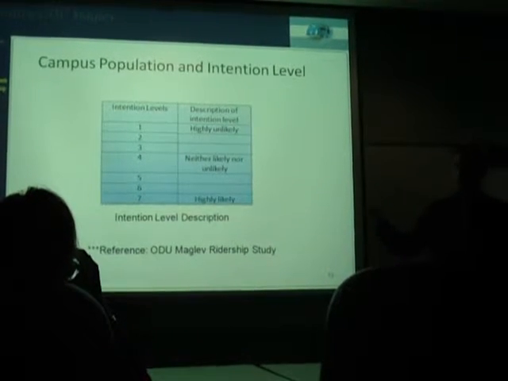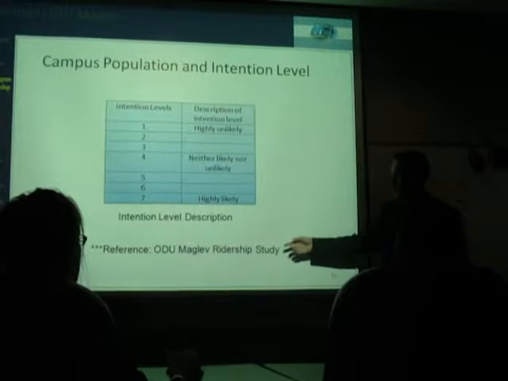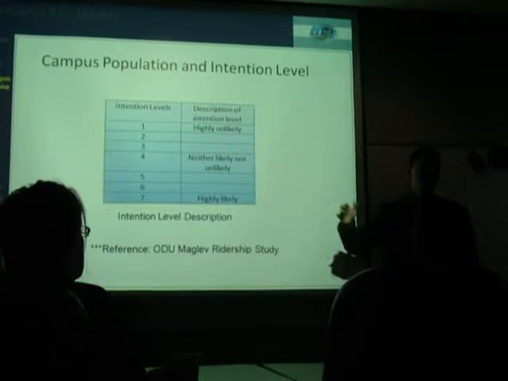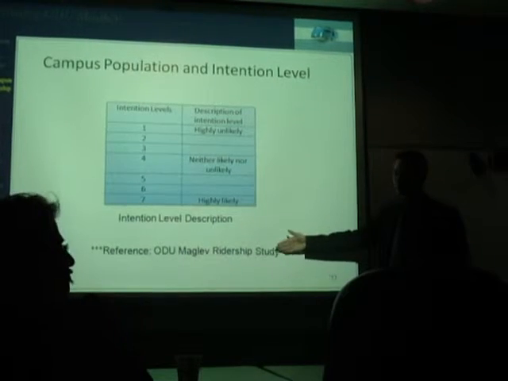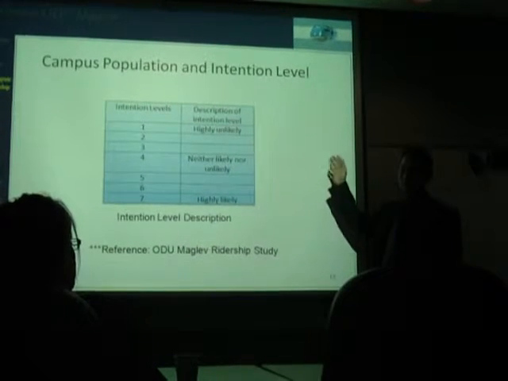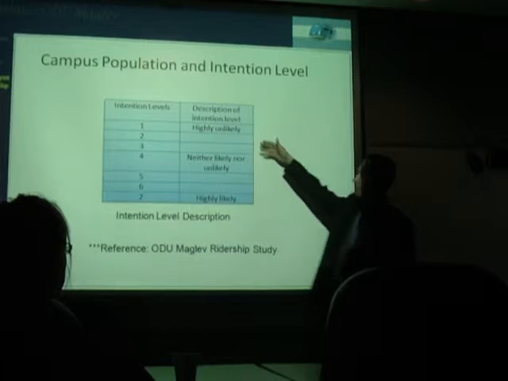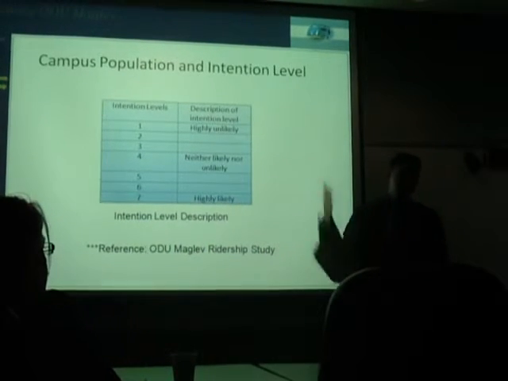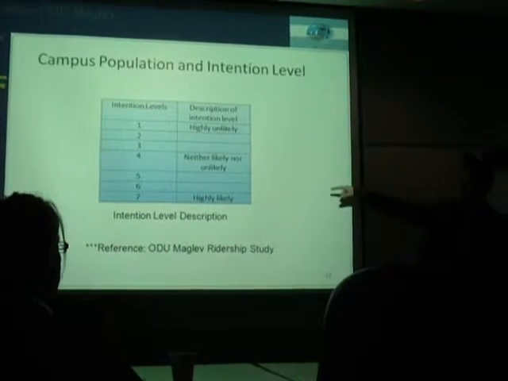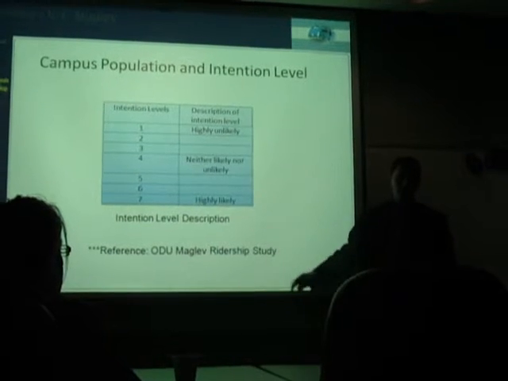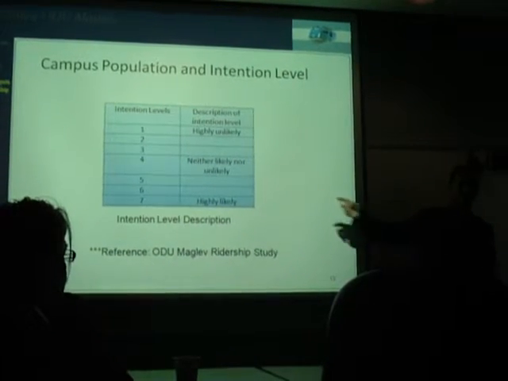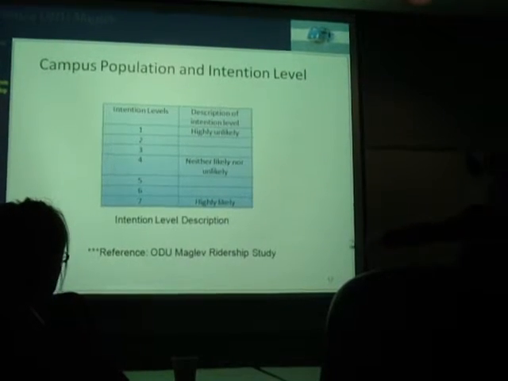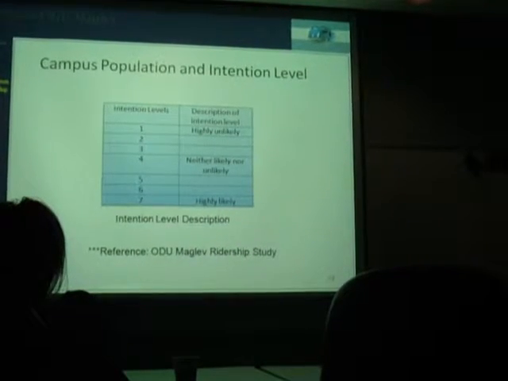And another important concept that was obtained from the ridership study is the intention level. The total student population, when the ridership study was made, was asked who wants to use the maglev. That's what this chart is showing. 7 being the highest: I will definitely use the maglev. So that is in reference to the ridership study conducted.